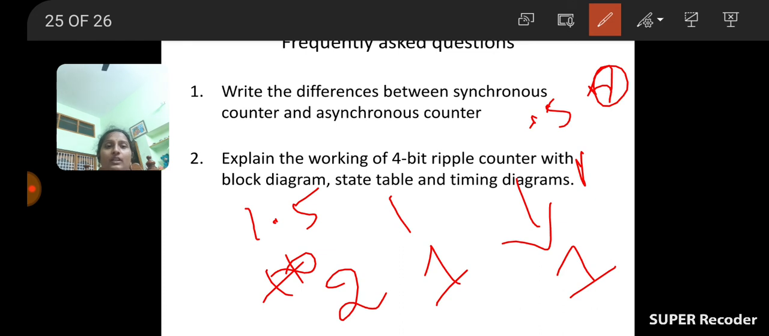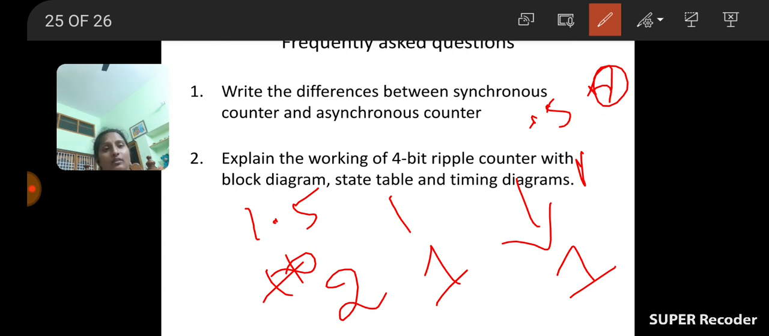Coming to the 1 or 3 marks questions: define counter and classify the counters. Define counter: it is a device or a register which is used to count the number of pulses. The next most important question: define modulus of the counter. The modulus of a counter is the ability of the counter to count the number of pulses. How many pulses a counter counts is called its modulus, and it is abbreviated as mod. For example, mod 16 indicates that it counts 16 pulses.